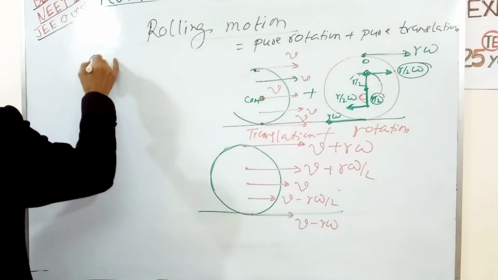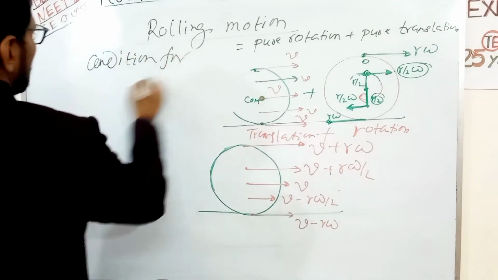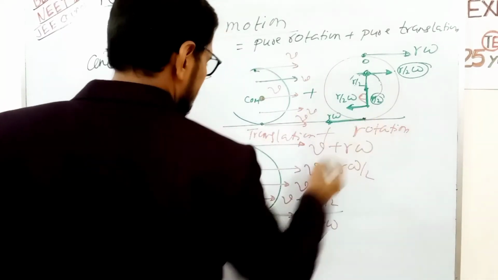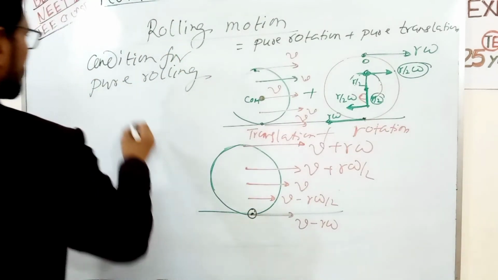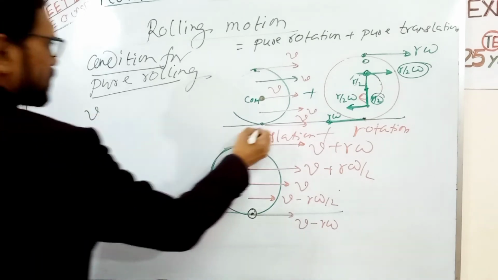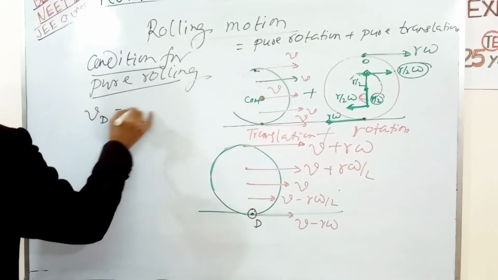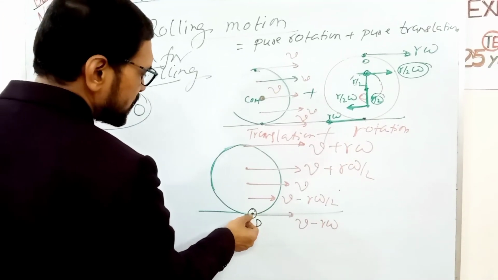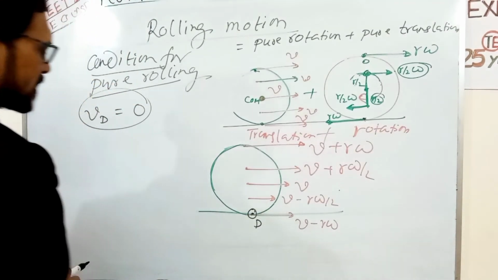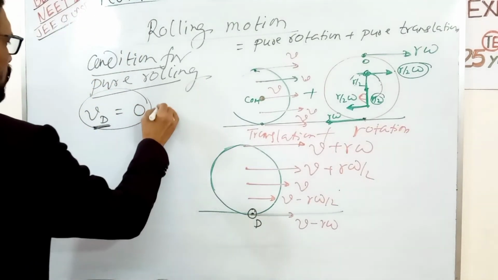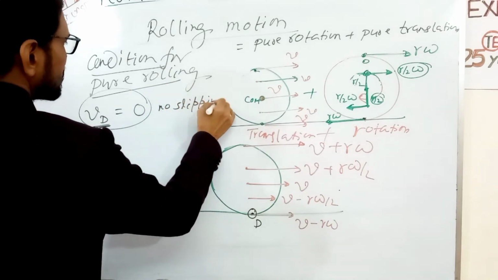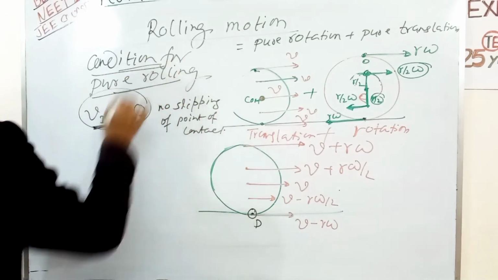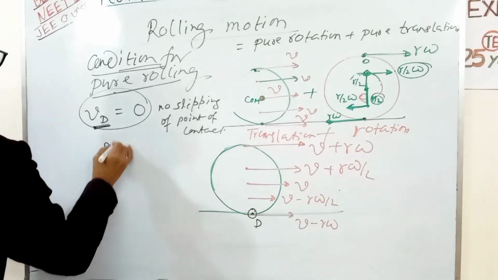Now, what is the condition for pure rolling? The condition for pure rolling is that the velocity at the point of contact is 0. Suppose this point is d, the velocity at d will be 0. When we consider pure rolling, there is no slipping at the point of contact. That is the condition for pure rolling, Vd equals 0. As Vd equals 0, we get v equals r omega.